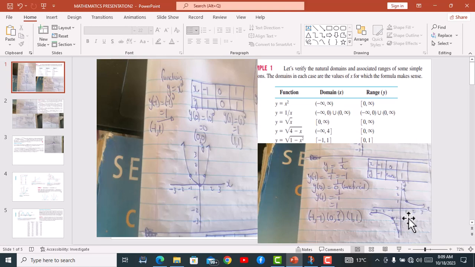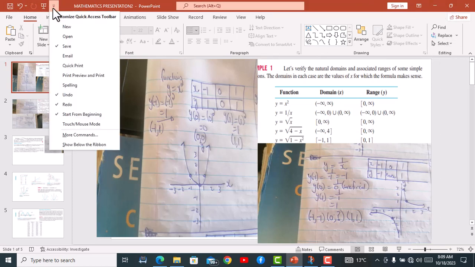I wish I had a pointer. Let me just try to look for something that might allow me to point. Okay, can I just say allow editing if it's possible?